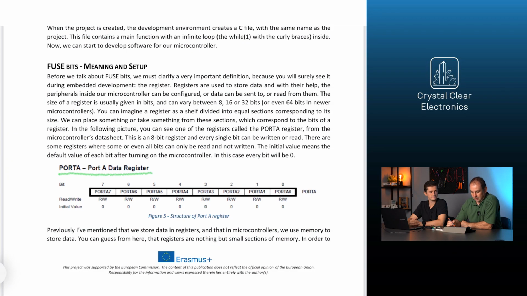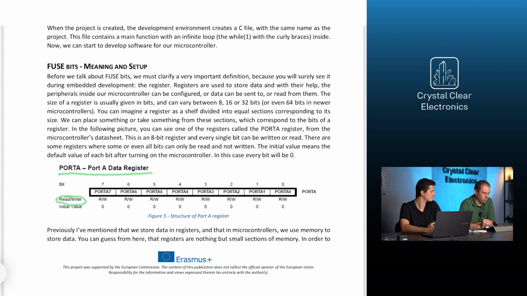Anyone who has studied programming can imagine the register as a one-dimensional array with each element containing information about a bit, a 0 or a 1. In the picture, you can see one of the registers, called the PORTA register, from the microcontroller's datasheet. It is an 8-bit register, and every single bit can be written or read. There are some registers where some bits can only be read. The initial value means the default value of each bit after turning on the microcontroller. In this case, every bit will be 0.